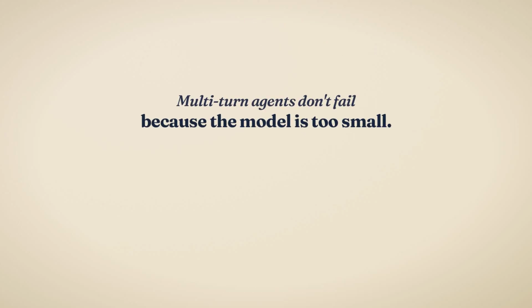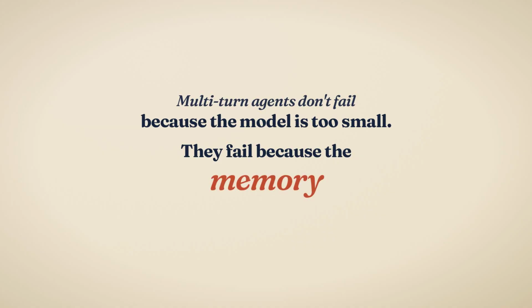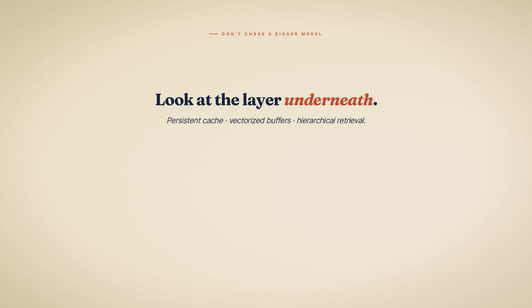Multi-turn agents do not fail because the model is too small. They fail because the memory around the model is missing. Fix the memory layer, and long context stops being a trade-off. It becomes the default. So if your enterprise agent is forgetting, do not chase a bigger model. Look at the layer underneath. Persistent cache, vectorized buffers, hierarchical retrieval. That is where the real unlock lives.